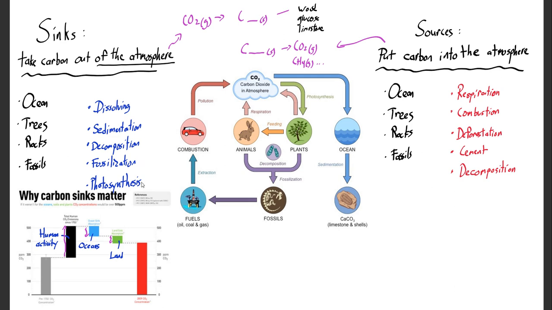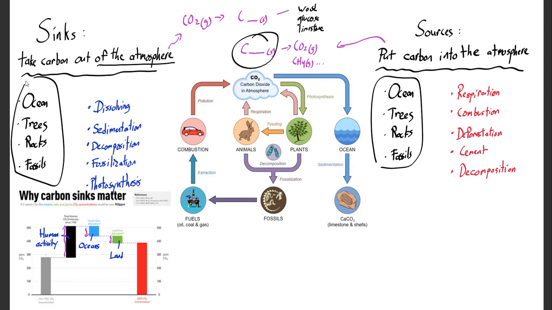For carbon sources, they just do the opposite. They take carbon that is stored in some way and put it into the atmosphere. So a carbon source takes some kind of carbohydrate, whether it's oil or coal or wood or sugar or limestone, and creates something that's a carbon gas like CO2 or methane. Those are two really popular ones. So sources could be the same things as the sinks. This list is the exact same as this list.